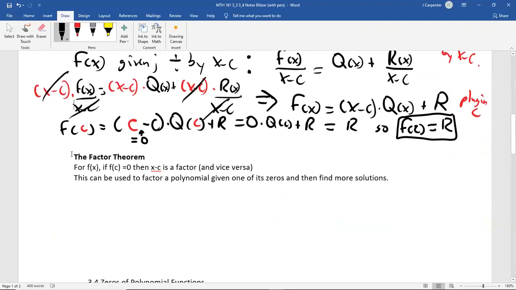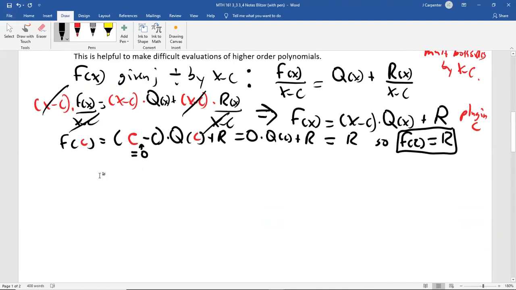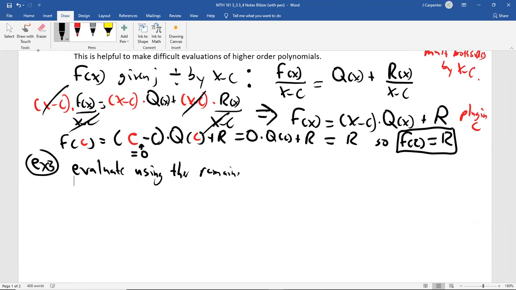And we will show that this actually works, because I'm sure a lot of you don't trust me for the moment. It seems weird. And we stopped at example 3. And we're just gonna do 2 of these. So evaluate using the remainder theorem.